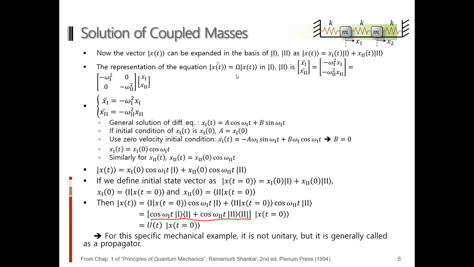the solution of the original vector differential equation can be re-represented in the form where the vector at time t is connected to the vector at time t equals zero through some operator. For the specific case where this part is the product of i and some Hermitian operator, the corresponding part will become unitary. That's how I can make the analogy between the solution of the classical mechanical case and the solution for the quantum mechanical case.